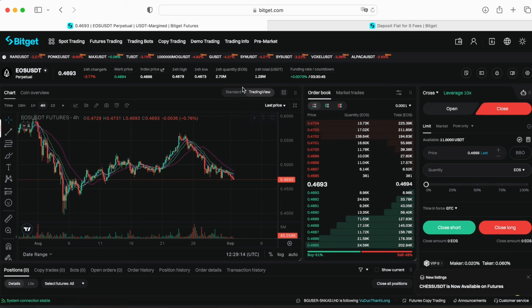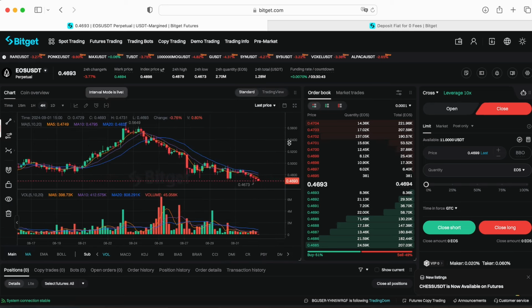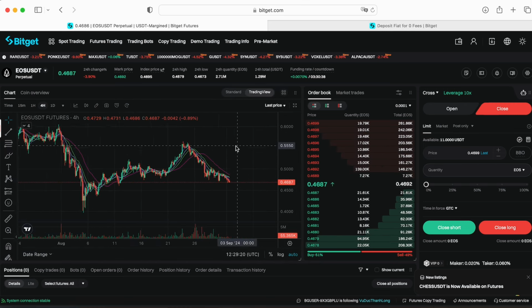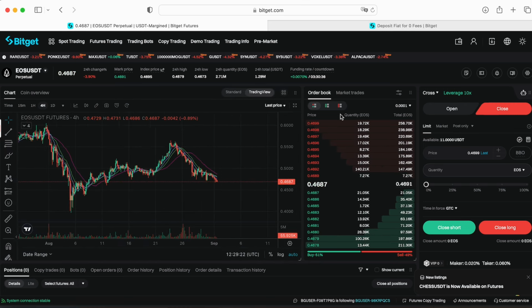This is a chart. You can use the standard mode from Bitget and the TradingView mode. I usually use TradingView mode, this one. This is the order book and the market trades. In the middle, you can see the current price of EOS at this moment. On the chart, you can find the time frame.